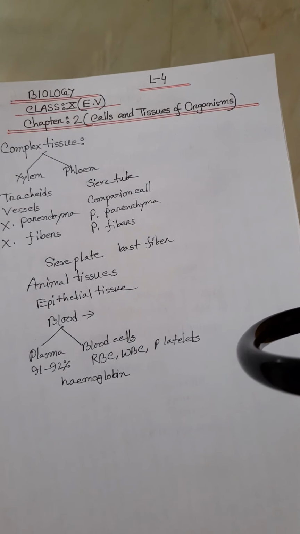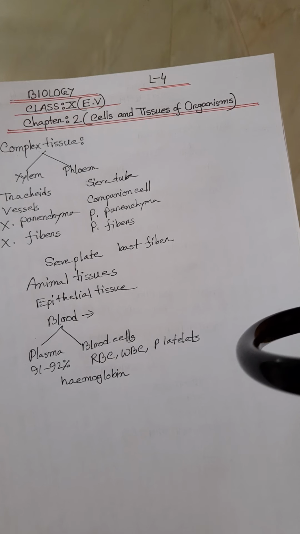The red color of blood is due to the presence of hemoglobin. Hemoglobin easily mixes with oxygen to form the oxyhemoglobin compound, which carries oxygen to the different parts of the body. And thrombocytes take part in blood coagulation or blood clotting.